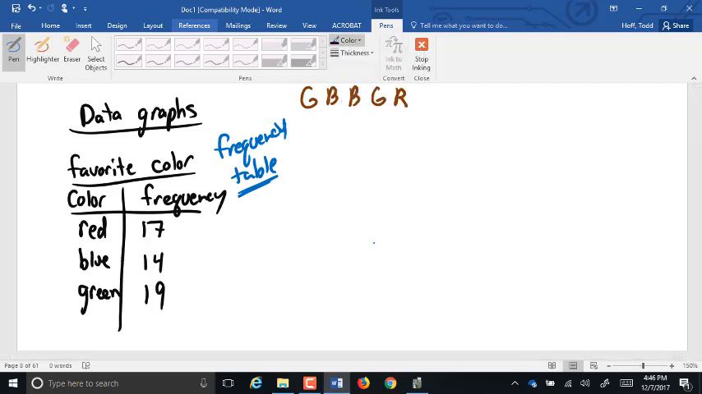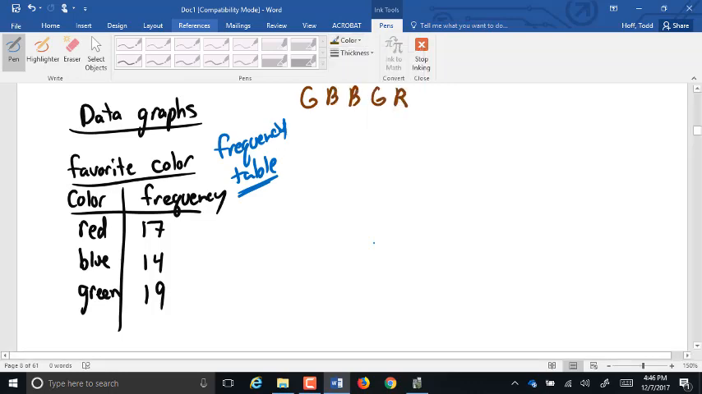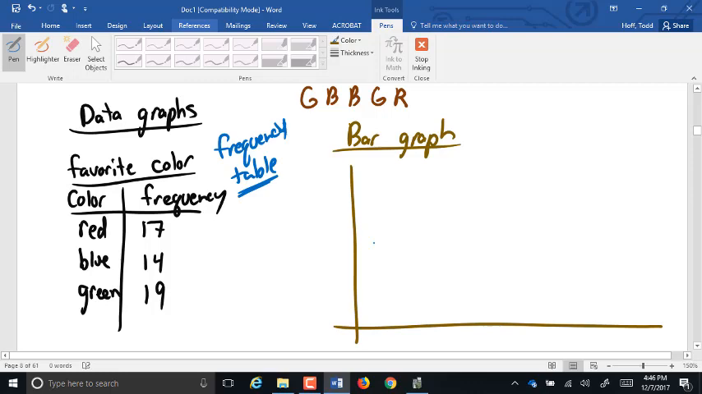Well, a way that would help us visualize it even quicker would be to put it in a graph. One of the graphs we might do is a bar graph, where we would put our colors down here, red, blue, and green, and up the side we have to do the frequency. Now, what's the largest number we have to go up to on the left side? We have to get up to at least 19.